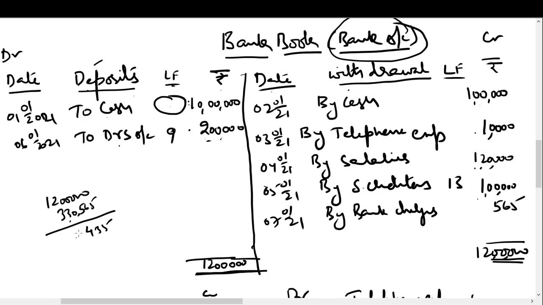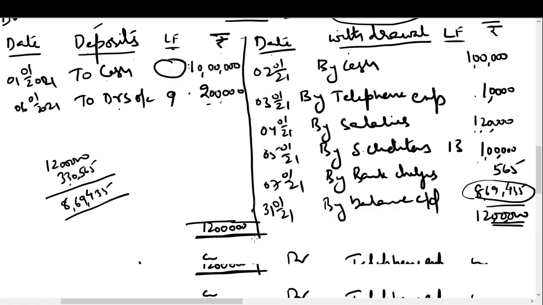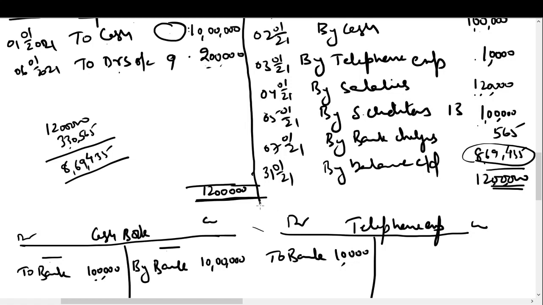out of 99,000. If I remove this, 69,000 and 8 lakhs. So this is the balance left in my bank account. I'll write here 8 lakh 69,435. I will write here by balance carried down. That normally we do at the end of the month, 31st January 2021. So this is the amount which we have to write on the payment side to make the totals of both the sides equal. Then the same amount is written on the higher side, 8 lakh 69,435. We write it as to balance brought down on 1st February 2021.